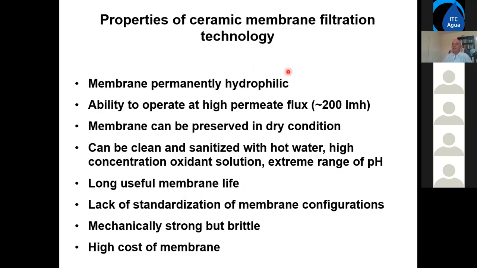As I said, permanently hydrophilic, very high flux, can be preserved in dry condition. They do not lose performance in dry condition. Clean, sanitized, long useful membrane life. But again, lack of standardization, mechanically strong but brittle, and high cost of membrane.